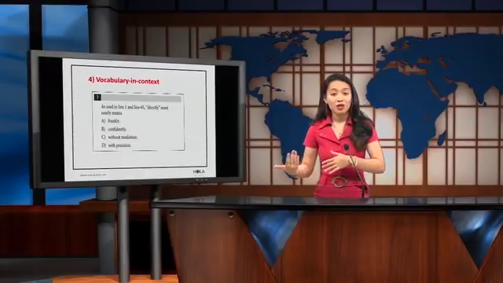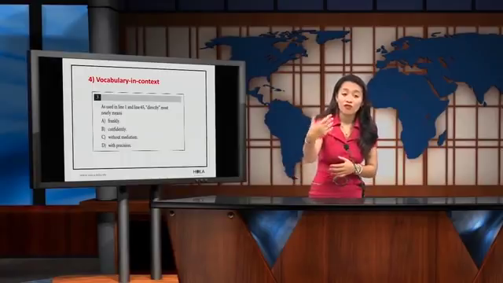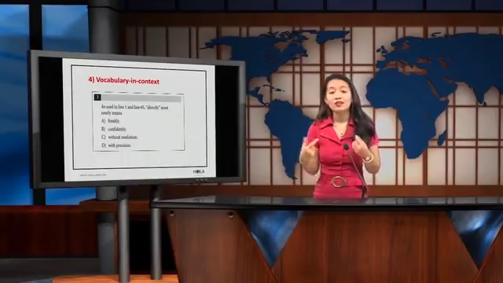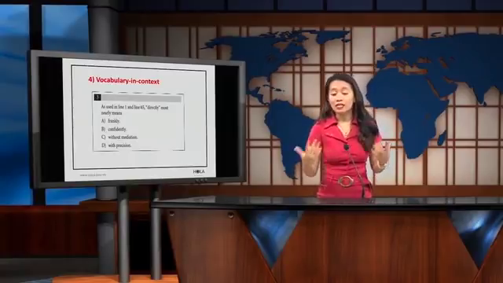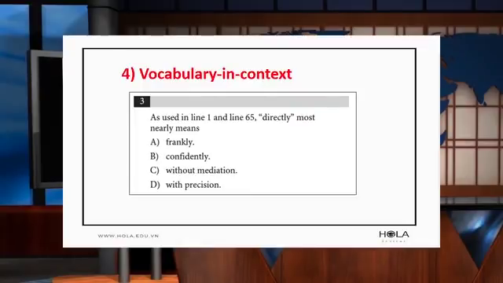And finally, what the student needs to do is to look for clues in the sentences before and after, surrounding the sentence containing a word, in order to derive the final and most exact meaning. A typical format for the question would be, as used in line 1 and line 65, directly most nearly means A, B, C, or D.